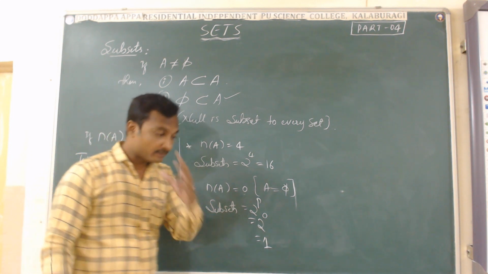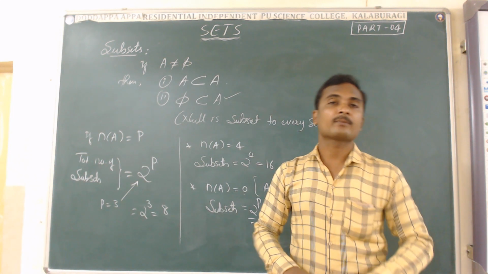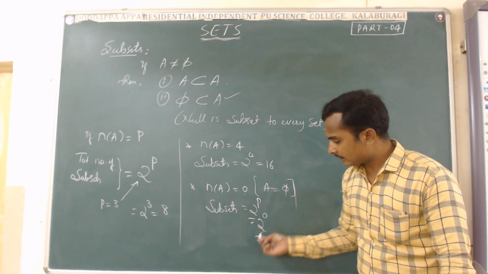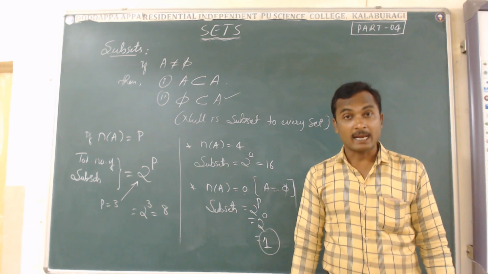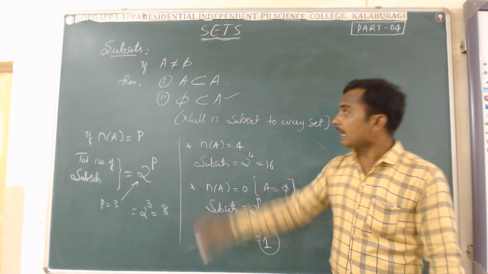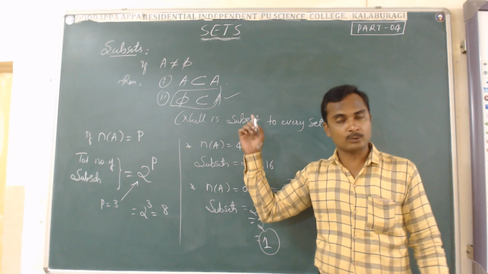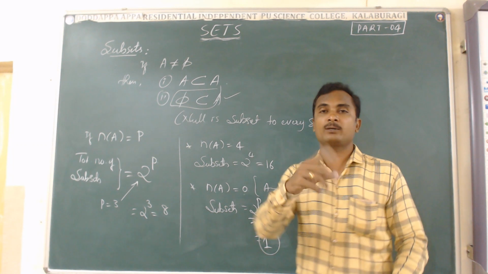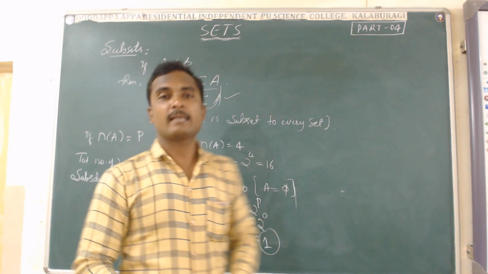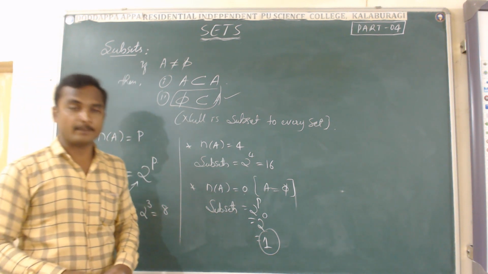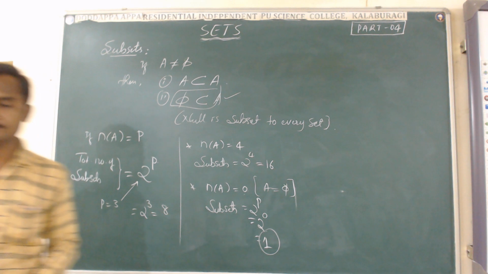It means even if a set is empty, then at least one subset exists. And the subset is phi. Right? As I told you, phi is a subset of every set. There exists at least one subset even for the empty set. Note this down.